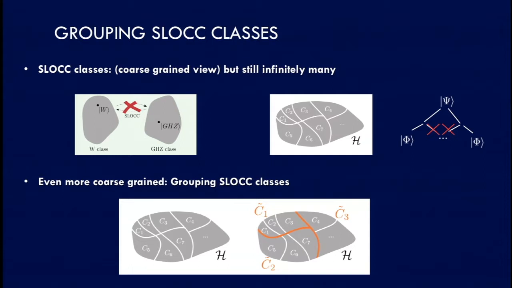Okay, so I want to say, okay, I don't care about the details of SLOCC classes. I want to group some of the classes even in a more coarse-grained view, right? Because SLOCC is already very coarse-grained because it's just probabilistic transformation, in contrast to LOCC, which is deterministic. Okay, but now I want to group some of the SLOCC classes to get some idea, okay, is this state very, very different from this state, or is it kind of similar? And we want to do that from a physical point of view.